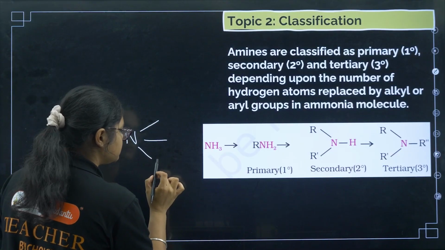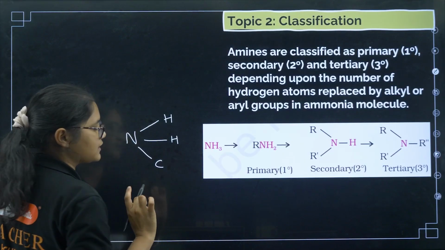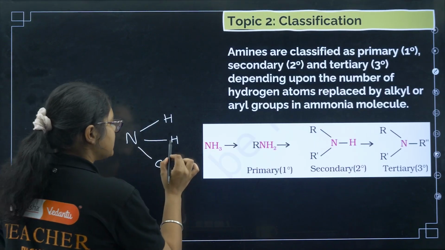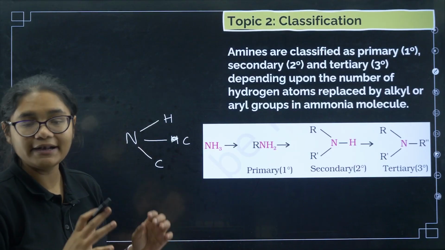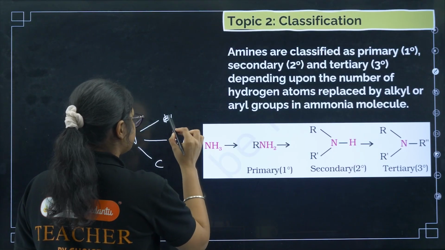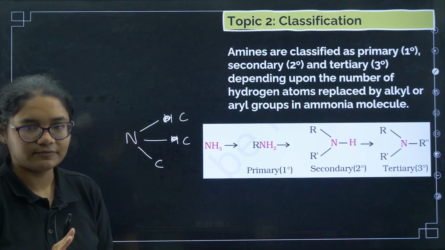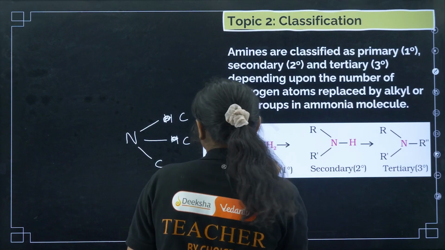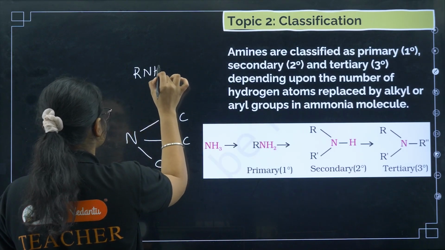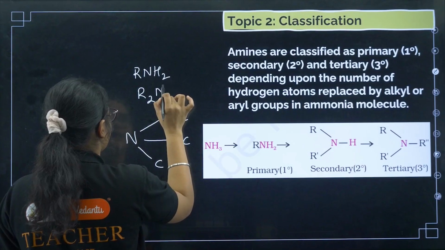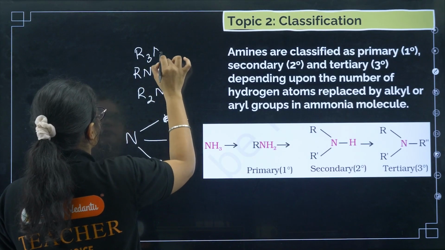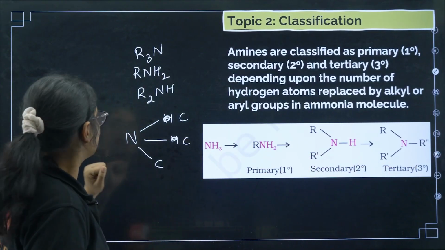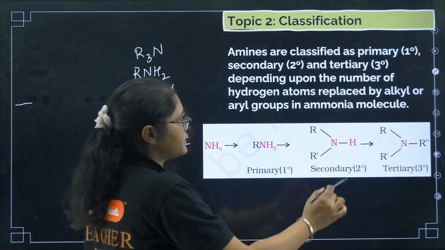If this nitrogen is attached to 2 hydrogens and only 1 carbon, then we call it a primary amine. If it is attached to 2 carbons, we call it a secondary amine. If it is attached to 3 carbons, it is called a tertiary amine. We represent them like this: RNH2, then R2NH, and R3N. That is primary, secondary and tertiary amines. Fine. Now moving to the next thing, that is after classification.